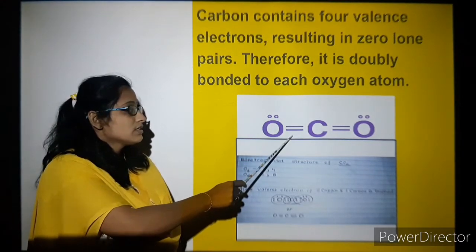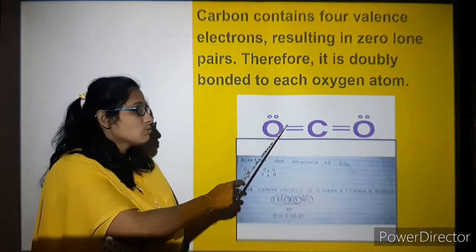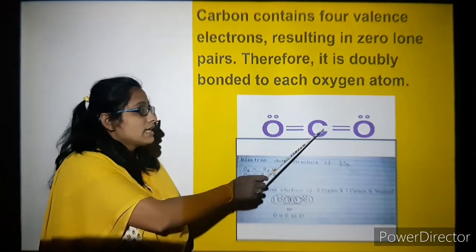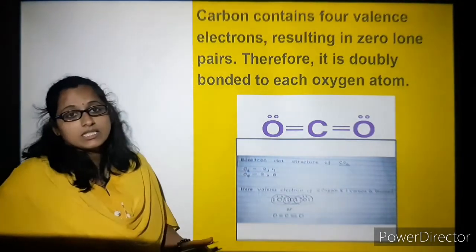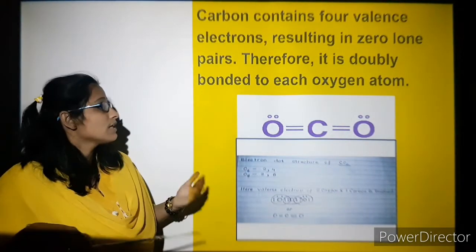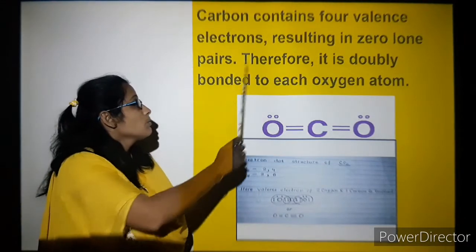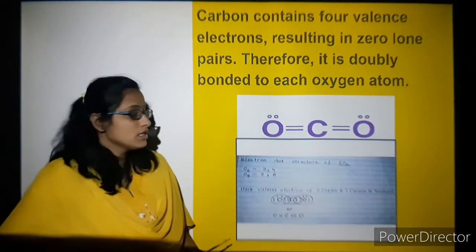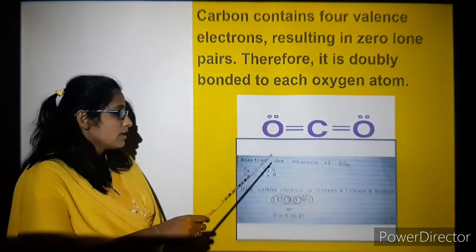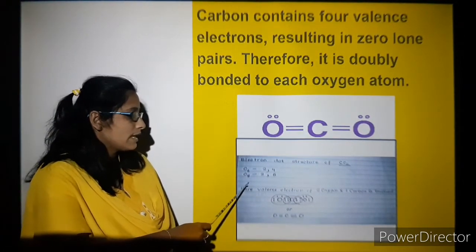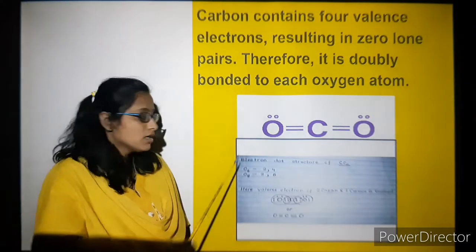Finally, this forms, see, a double bond means 1, 2, 3, 4, 5, 6, 7, 8. And there also you can see that 8, so it forms an octet configuration. You can see that it is doubly bonded to each oxygen atom. So here carbon 6 is 2,4 and oxygen is 2,6.